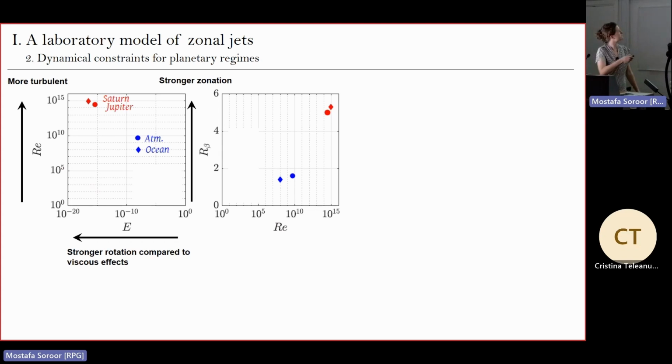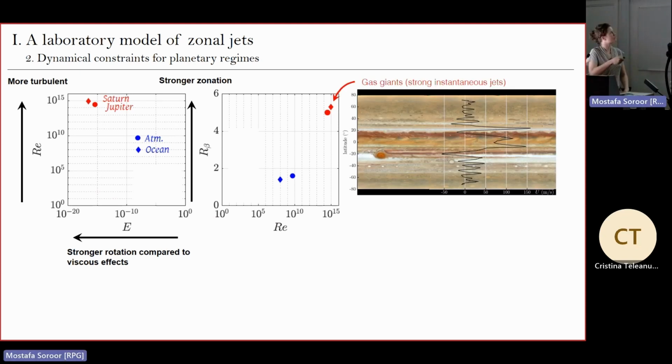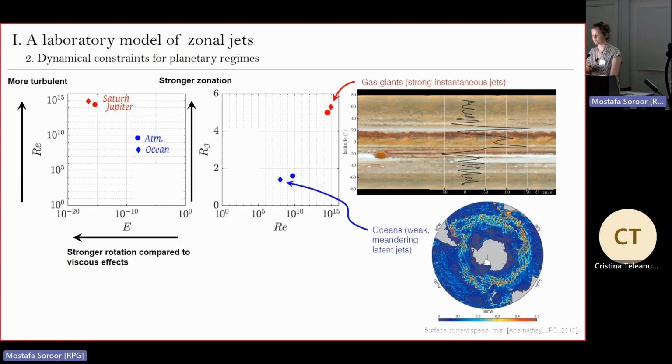So to illustrate this, I've represented here the gas giants and Earth atmospheres and oceans in a Reynolds-Ekman space and zonostrophy index-Reynolds space. And my key point here is just that gas giants are really in an extreme regime compared to Earth oceans, for instance. And the consequence of this, in terms of zonation of jets, is that the jets on the gas giants are much more clear.